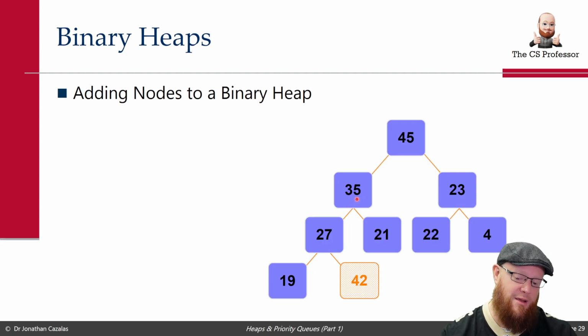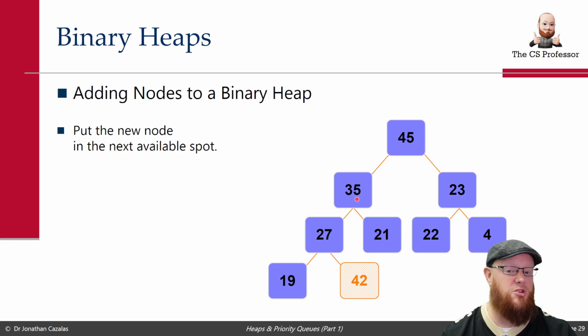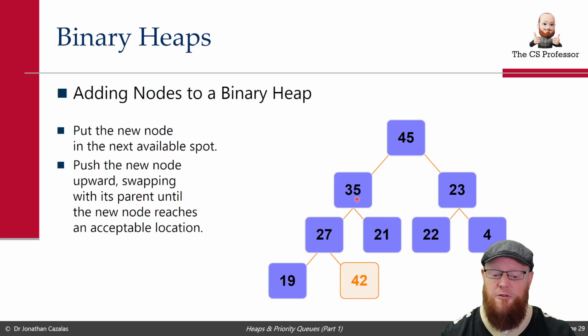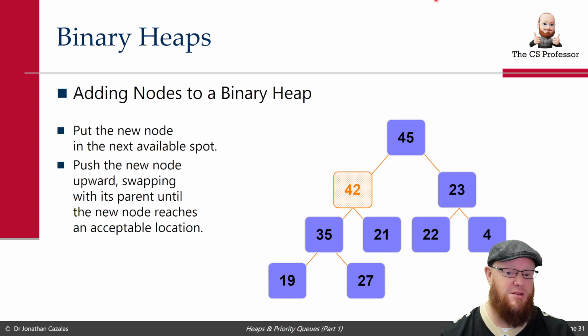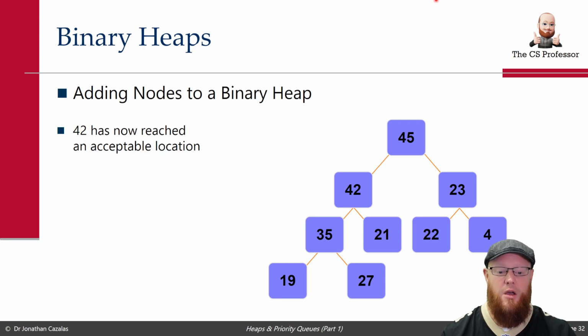So let's go look at it here. Clearly, when we look at 27 and 42, they're out of place. We simply swap them. Are we done? No, you can see we're not done. 42 and 35 need to swap. Finally, you see we are done in this example. No more swapping is necessary. 42 reached its correct location.